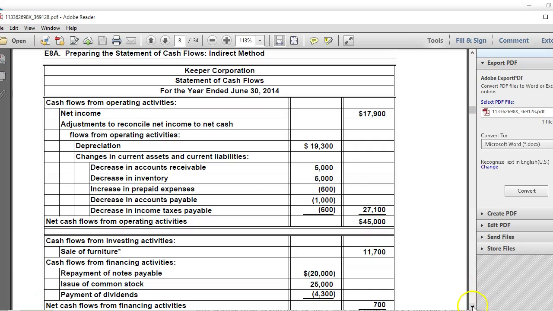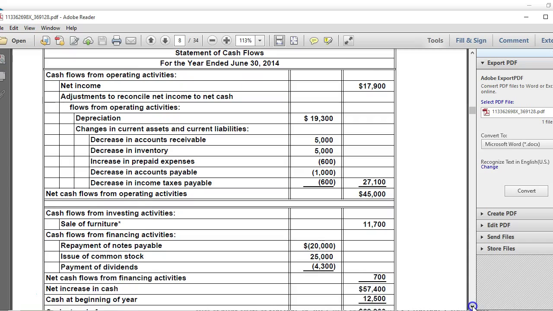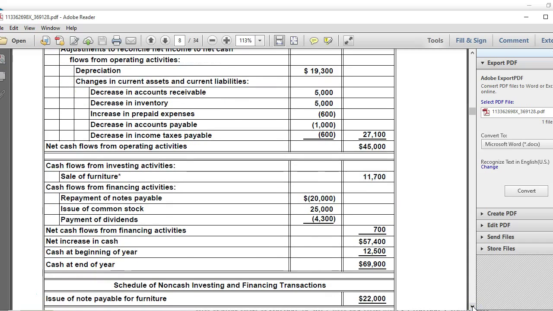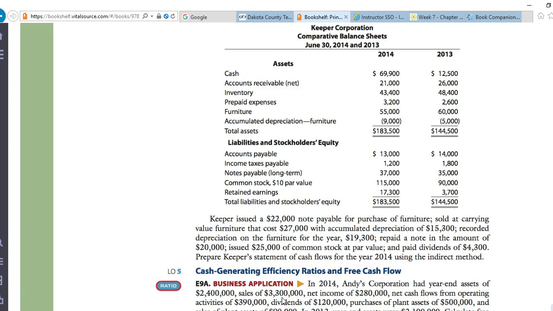Next, we're going to look at investing activities. Now, let's go back and look at those items for investing. It tells us Keeper issued a $22,000 note payable for the purchase of furniture. Sold at carrying value furniture that cost $27,000 with accumulated depreciation of $15,300.